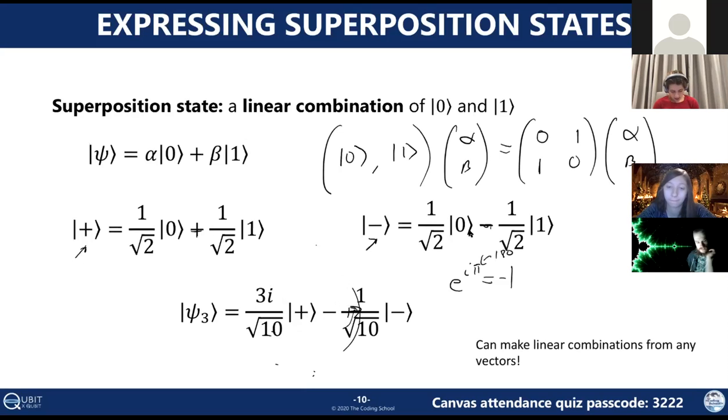Okay, so we can make a linear combination of these other basis states as well, and these are also an orthonormal basis. You can see that they're normalized by our factor of square root 2, and they are orthogonal to each other. But yeah, cool. I think that's all I have to say on this.